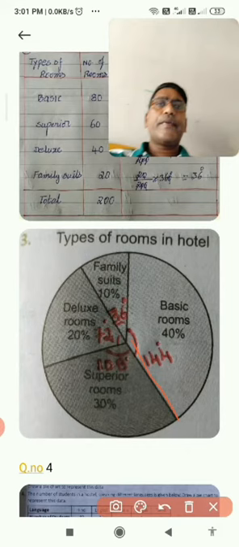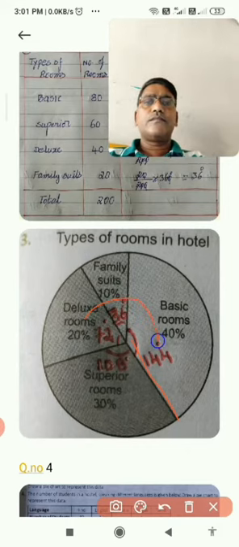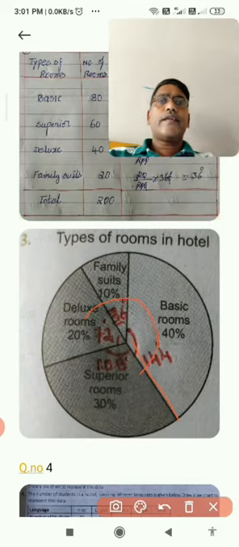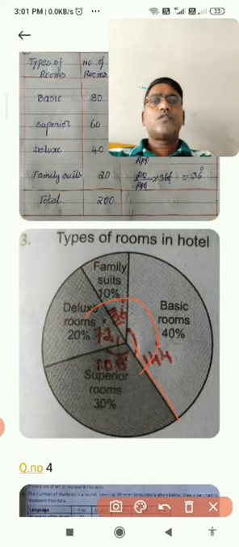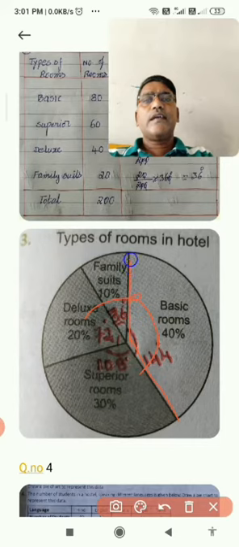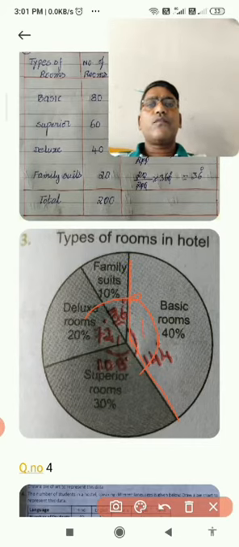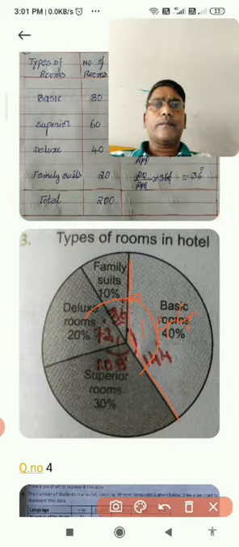And you keep your protractor like this, and you take the 144 degrees. By observing here, 144 is there. Then you join with here and you get 144 degrees. So the first part is clear.